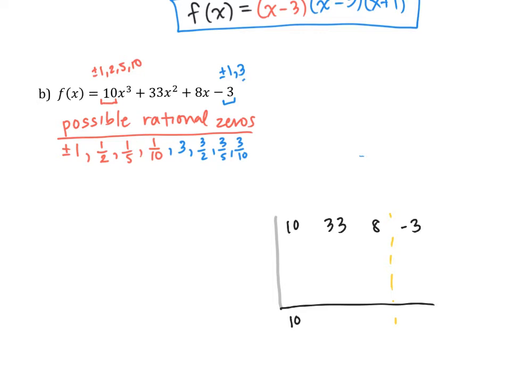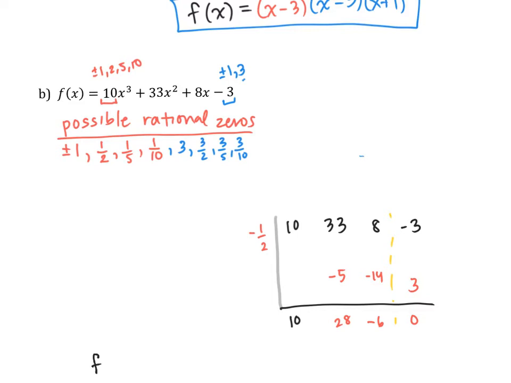Okay, let me try negative 1/2 and see if that works. Negative 1/2 of 10 is negative 5. 33 minus 5 is 28. Negative half of 28 is negative 14. Negative 6. Negative half times negative 6 is positive 3, so I got a 0 here. So negative half works as one of my zeros. It's not the only one that works, but it's one of the ones that works, so I'm just happy to have one. Okay, I'm going to rewrite this.